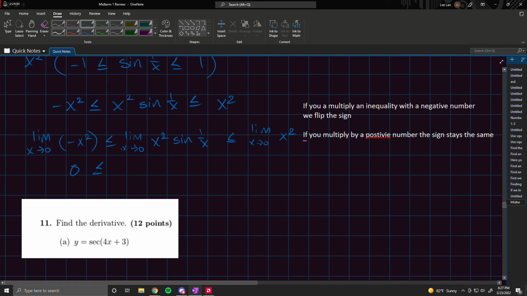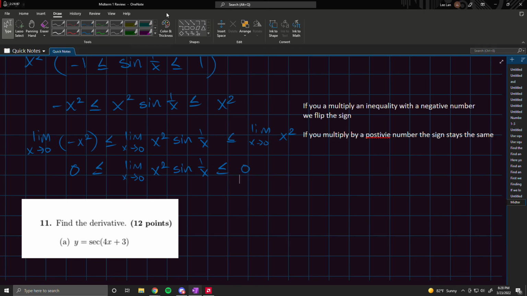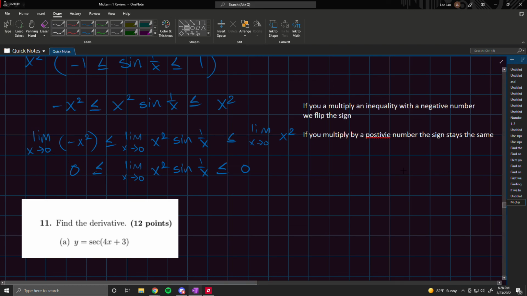This is what we're interested in finding, right? And we don't know its answer yet. Let's do the same thing on this side. The limit as x approaches 0 of x squared. If you plug in 0, you get 0 squared, it's just 0. So therefore, by the squeeze theorem, this limit is just 0.